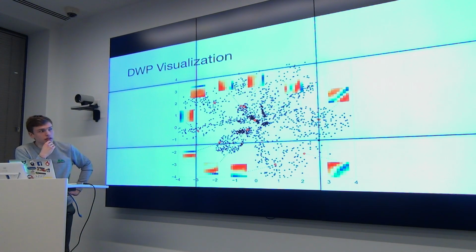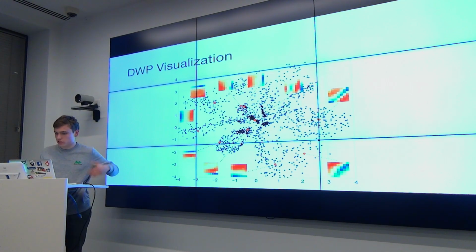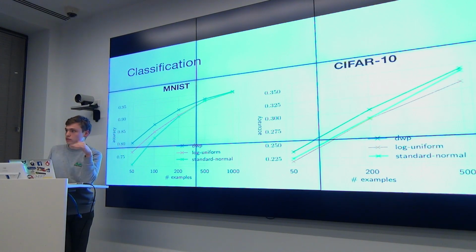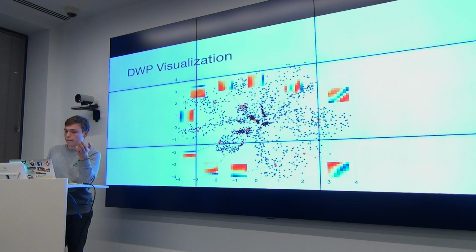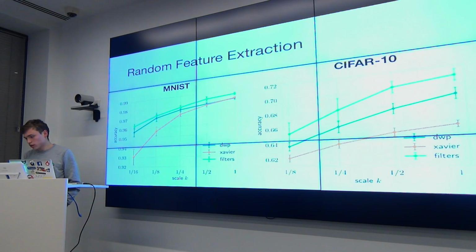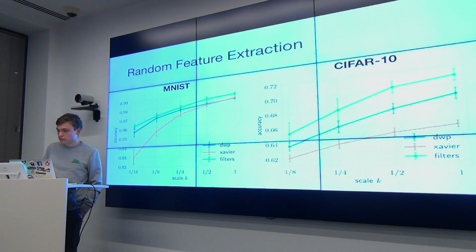Yeah, you mean for this random feature extraction experiment? Because you actually need a distribution over these filters. Here you need a distribution over these filters. Yes. And for this random feature extraction experiment, maybe it sounds interesting, but we didn't try it.